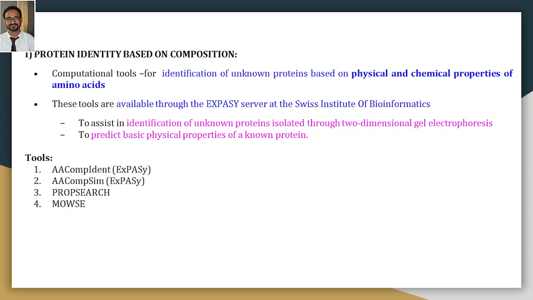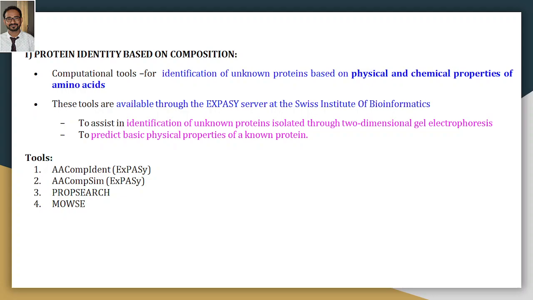Now the protein identity based on the composition. As the name itself indicates, it depends on the composition. Whatever computational tools we are using, they will identify unknown proteins based on the physical and chemical properties of the amino acids, because the composition has to be there. These tools are available through the ExPASy server at the Swiss Institute of Bioinformatics, that is SIB. Two things: first and primary objective, to assist in identification of unknown proteins isolated through two-dimensional gel electrophoresis. The second one is to predict basic physical properties of a known protein.